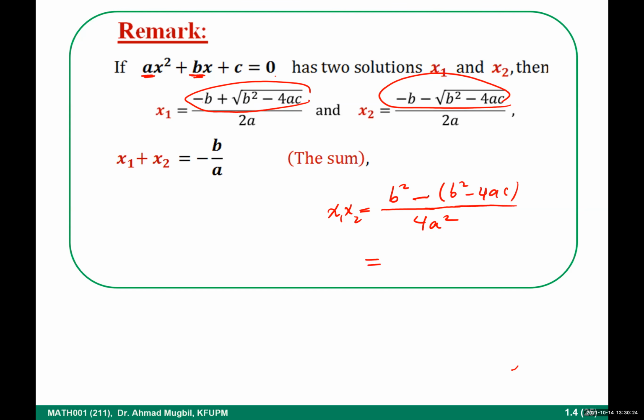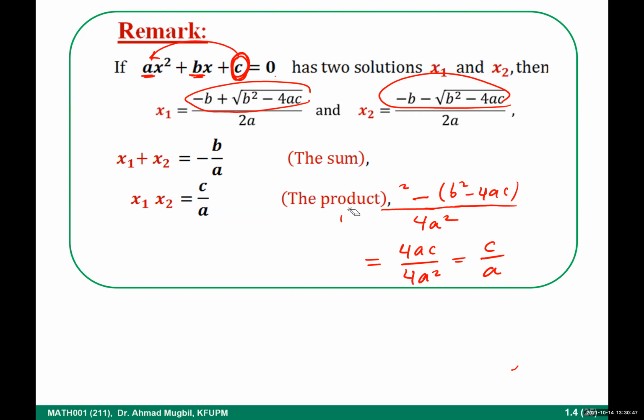Simplify: b squared minus b squared is 0. Negative times negative is positive, 4ac over 4a squared. What is that? 4 over 4 is 1, and we will have c over a. The constant term over the coefficient of x squared. So you don't need to solve or use the quadratic formula to find the product of the solutions. Just divide the constant term by the coefficient of x squared.